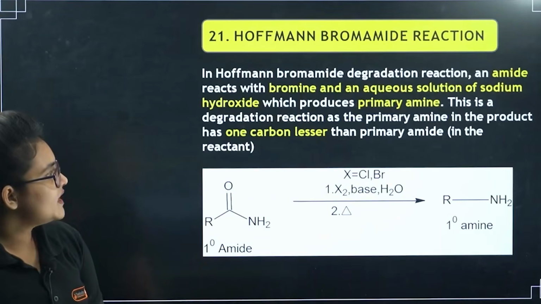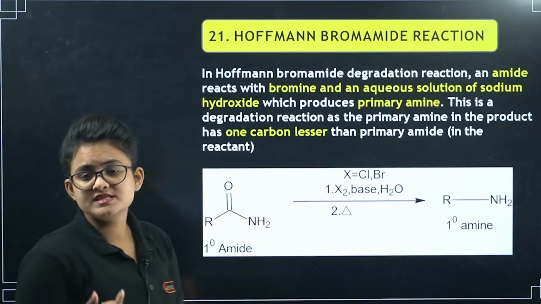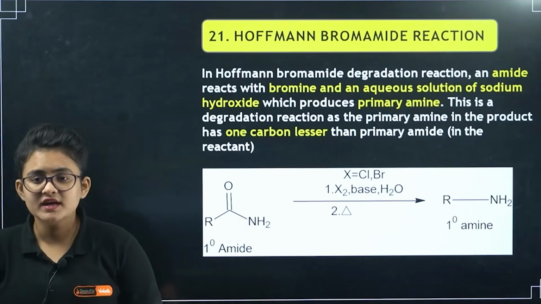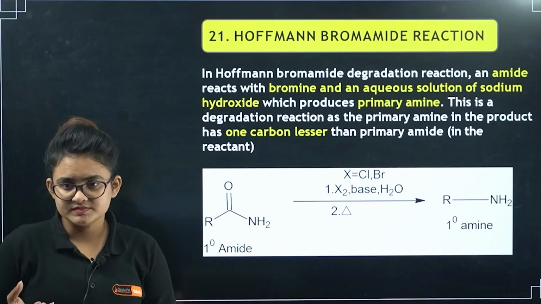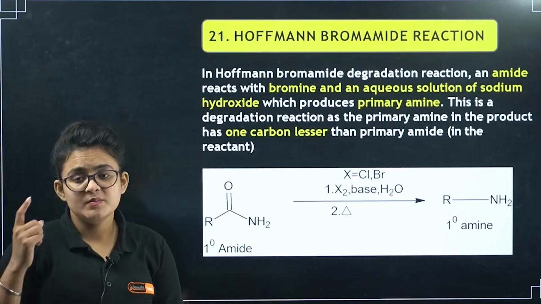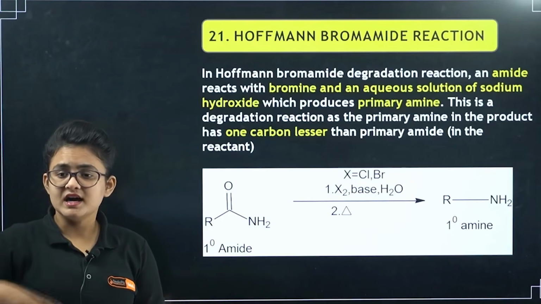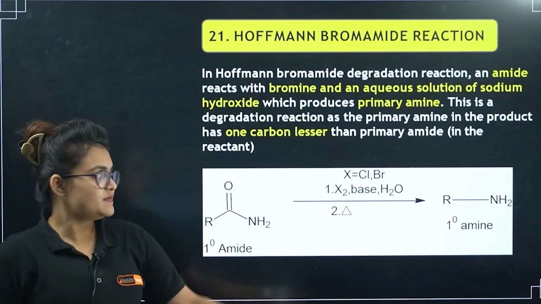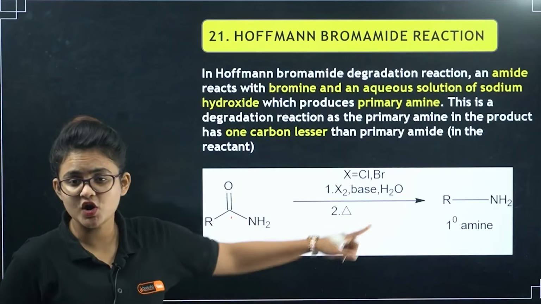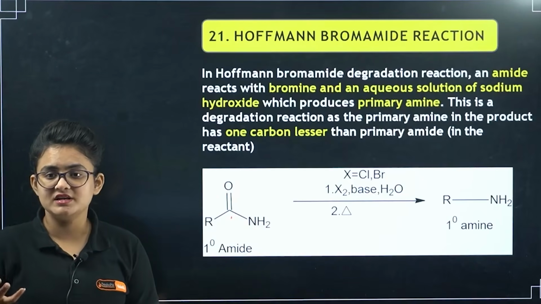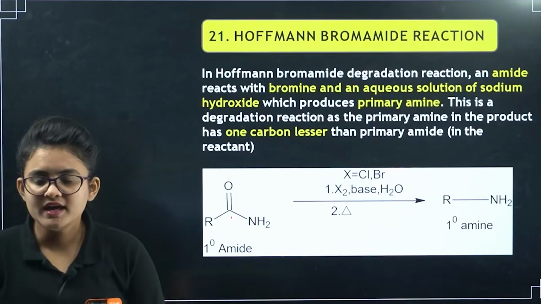Next you can see Hoffmann bromamide reaction, very important reaction for the board as well. So here what happens, you are having one amide unit. Okay, it reacts with bromine in aqueous solution of sodium hydroxide, and it produces primary amine. Okay, so this is a degradation type of reaction, and you can expect the product with one carbon less, because you can see this C double bond O, this particular carbon is not reflected in the product. So the product that you will get after the degradation type of reaction will have one carbon less, a step down process. Okay, I guess it's clear.